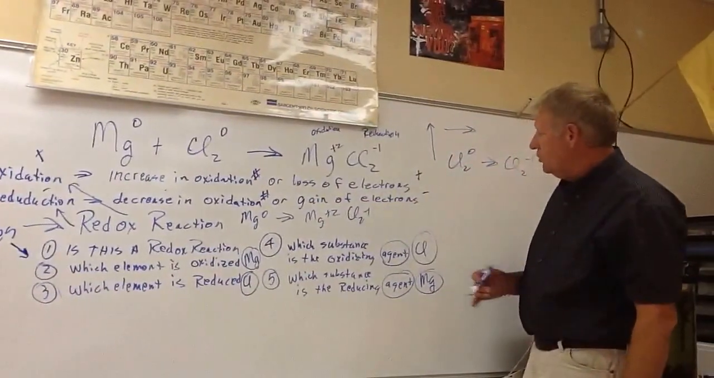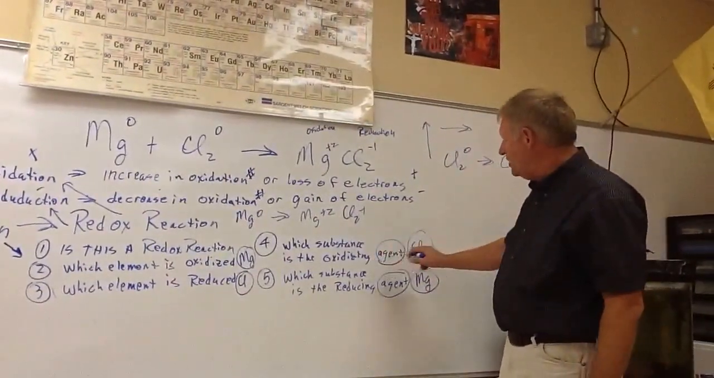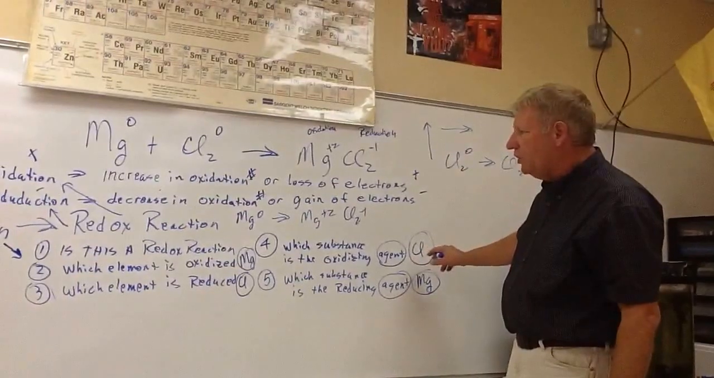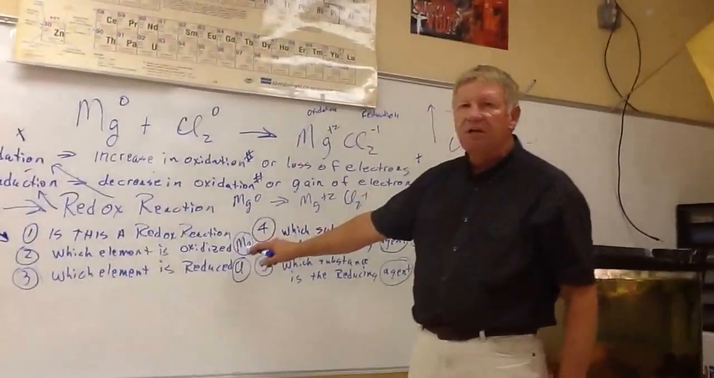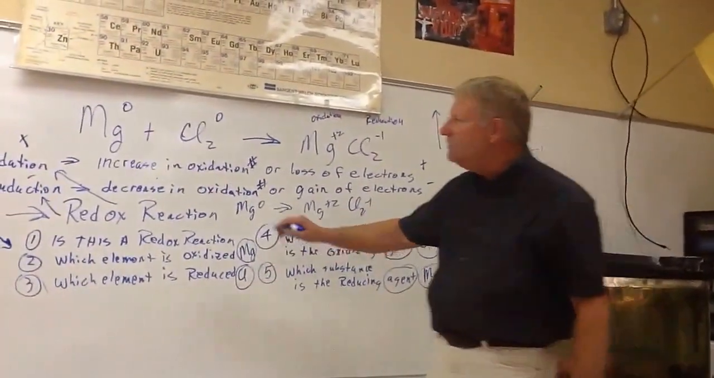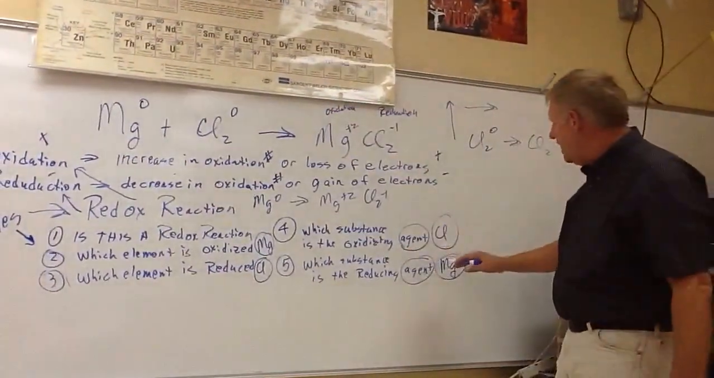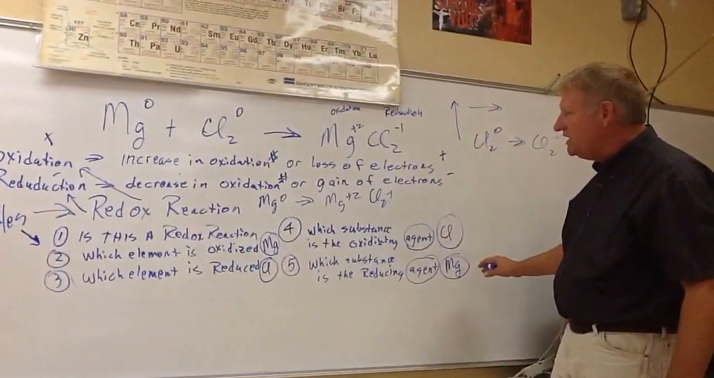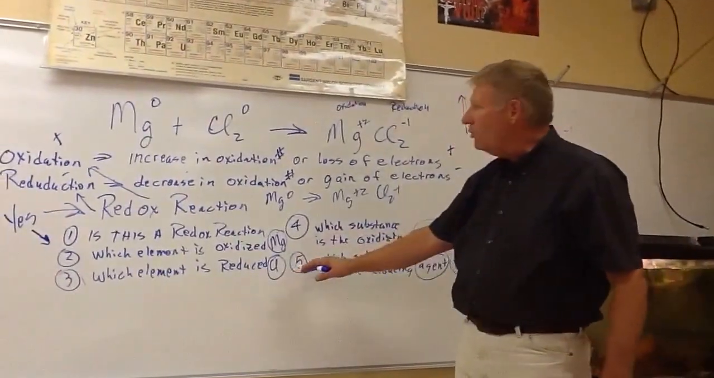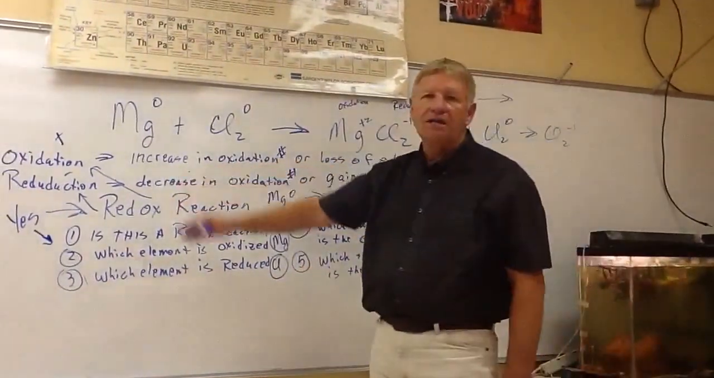Okay? So which substance is the oxidizing agent? It's chlorine. What did chlorine do? Chlorine made magnesium become oxidized. What does oxidized mean? Become more plus. What substance is a reducing agent? It's magnesium, because magnesium made chlorine become more reduced. What does that mean? Made it more minus.